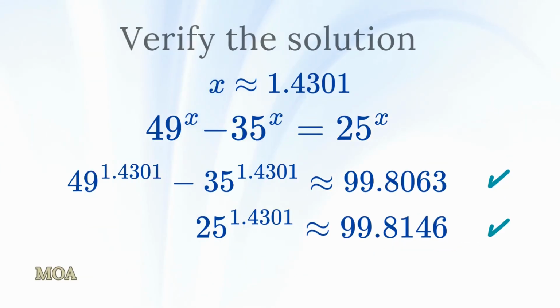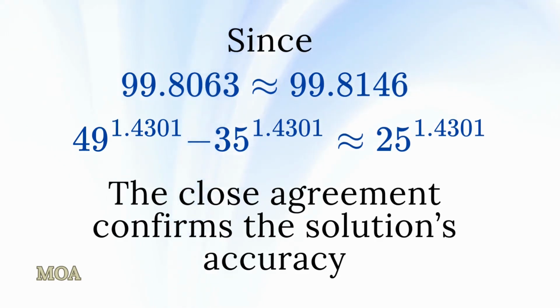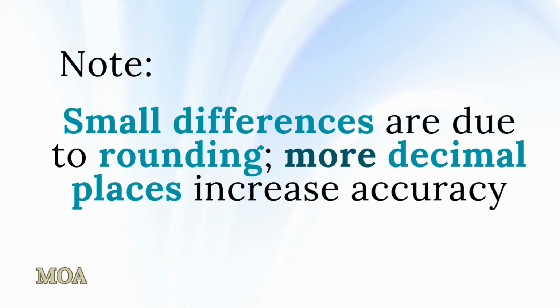Now, let us replace the value x approximately equal to 1.4301 into both sides of the original exponential equation E1. On the left side, we obtain approximately 99.8063, and on the right side, we get approximately 99.8146. These two values are very close to each other. Hence, the close agreement confirms the accuracy of our solution. Note that the small difference is due to rounding. Using more decimal places would further increase accuracy.